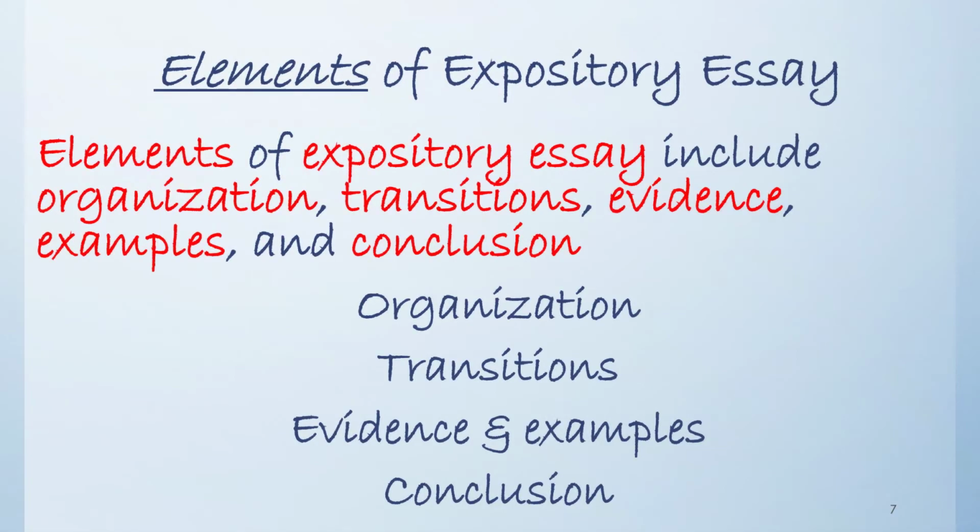The elements of an expository essay: what are they? Again, it's organization, transitions, evidence, examples, and conclusion. Organization is what we just talked about. An expository essay always starts off with the introduction, it has body paragraphs, and it has a conclusion. That's how it's organized. How many body paragraphs you have is up to you, but it's still ordered that way: introduction, body paragraph, conclusion.